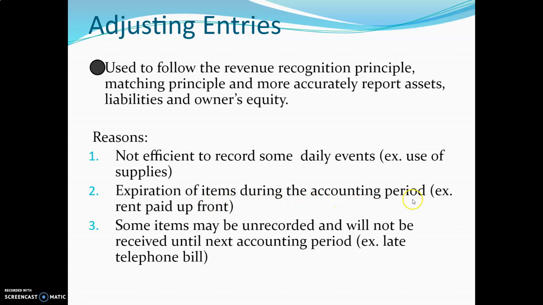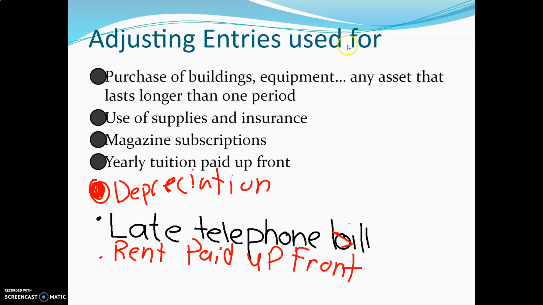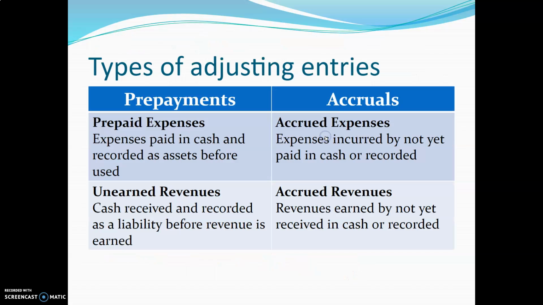Expiration of items during the accounting period. For example, your rent is paid up front. Some items may be unrecorded and will not be received until the next accounting period. For example, a late telephone bill or bills that just come in the mail a little bit after the period is done. That happens a lot, and there are a lot of adjustments required for these things. So adjusting entries are used for purchasing a building, equipment, or any asset that lasts longer than one period, also called fixed assets or long-term assets. Use of supplies and insurance, magazine subscriptions, yearly tuition paid up front, depreciation, late telephone bills, and rent paid up front are all great examples of where adjusting entries are used.